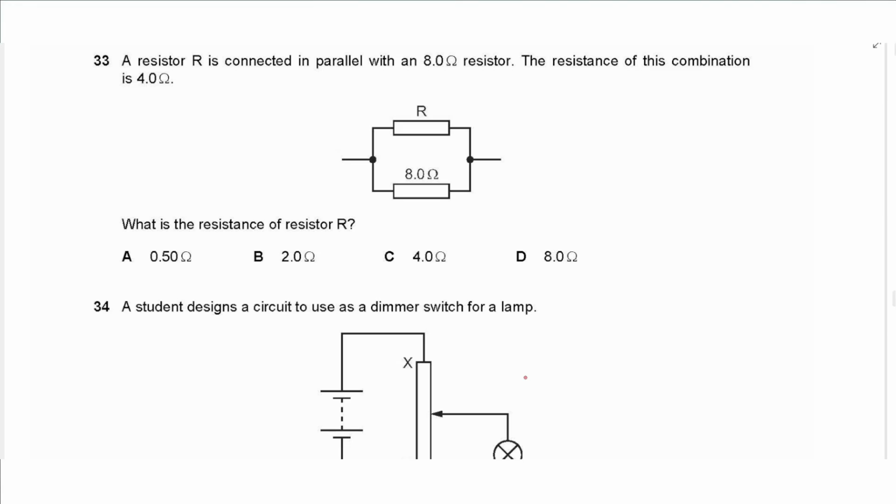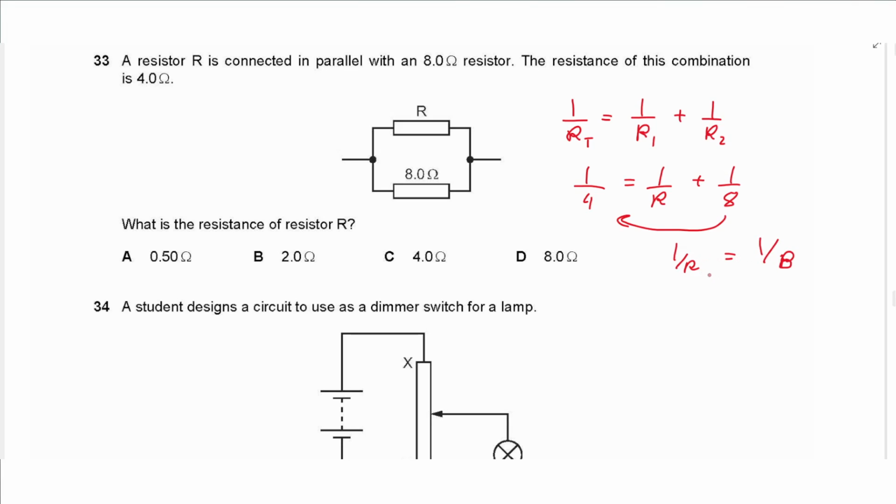Question 33 says a resistor R is connected in parallel with an 8 ohm resistor. The resistance of this combination is 4 ohms. What is the resistance of resistor R? We can use the equation that 1 over the total resistance in parallel is equal to 1 over one of the resistors, R1, plus the other 1 over R2. So 1 over 4 is equal to 1 over R plus 1 over 8. If we subtract 1 over 8 from both sides, we get that 1 over R is equal to 1 over 8. So R would be equal to 8. So the answer is D.